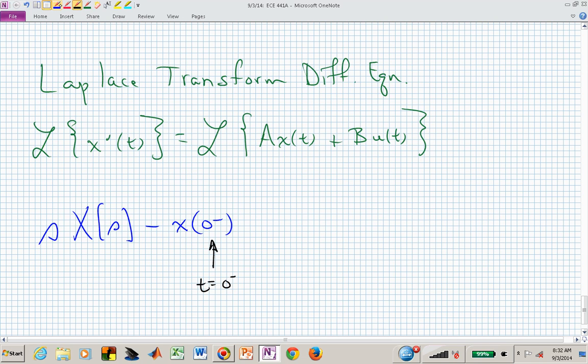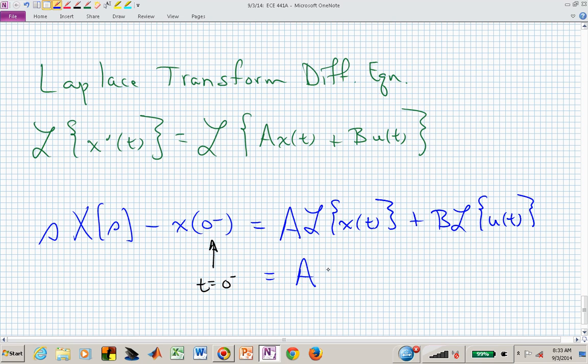We can now Laplace transform the right-hand side. And this is the really difficult part. Not. We have a constant A and x of t. Laplace transforming x of t is just capital X of s. And A is a constant. So this now becomes A, let me just go ahead and do this in 2 steps, plus B times the Laplace transform of u of t. And that's simply now A times capital X of s, plus B times U of s.